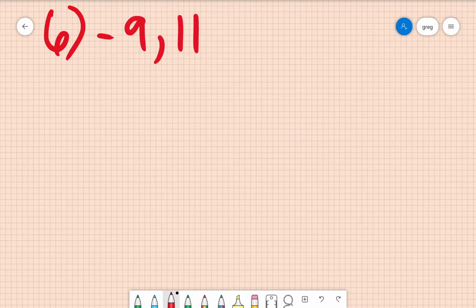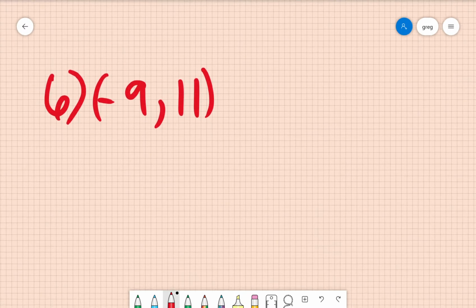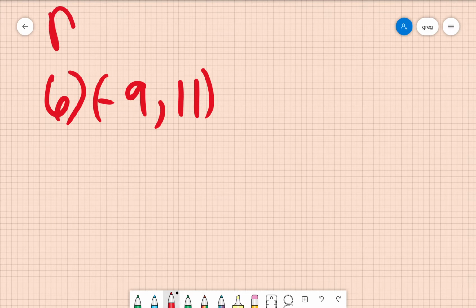Okay, so this is what I want to do. So this is just number 6 on this worksheet. So I have -9 and 11. What this problem is asking me to do is derive a parallel equation.